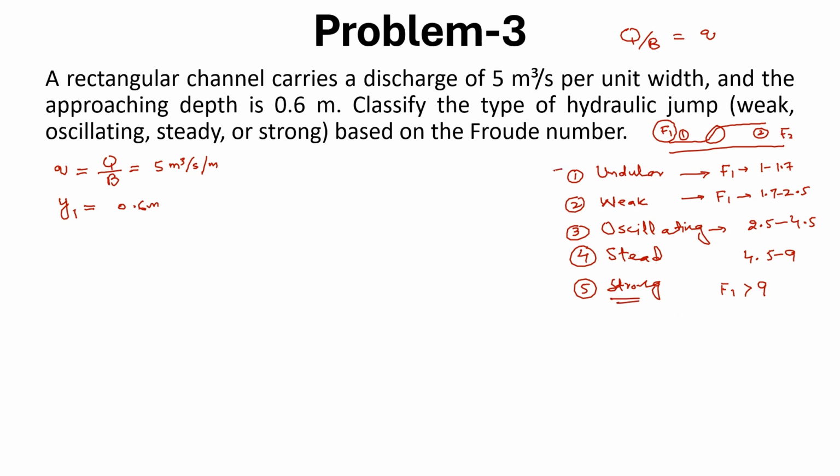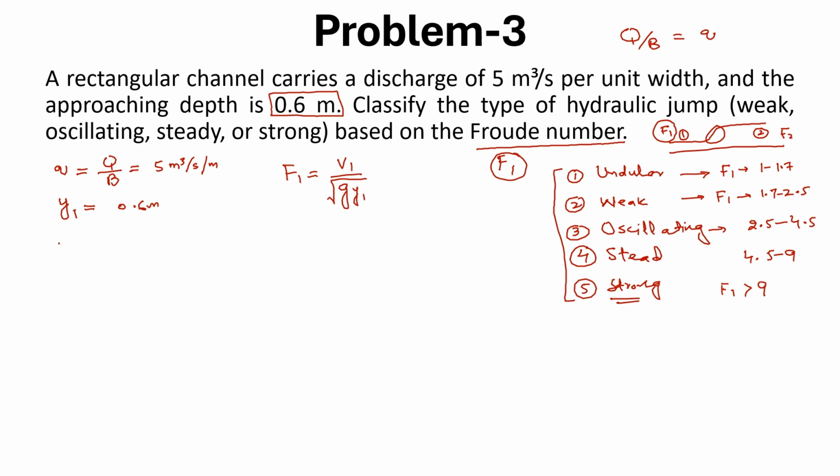So we have to choose one category of the jump according to Froude number in this question, because we have to classify the type of the jump, either weak, oscillating, steady or strong, based on the Froude number. So you always need to calculate the Froude number at section 1, meaning we will need to calculate F1 to classify the jump. For this we need to remember the formula for the Froude number for a rectangular channel, which is V1 over square root of G Y1. From this question, we have Y1, that is 0.6 meter, but we don't have V1. To calculate V1, we simply need to divide this Q by Y1.